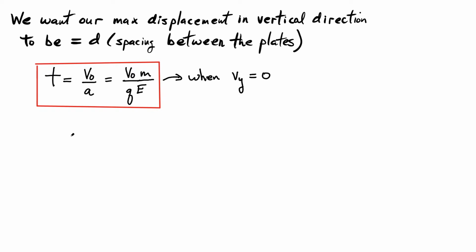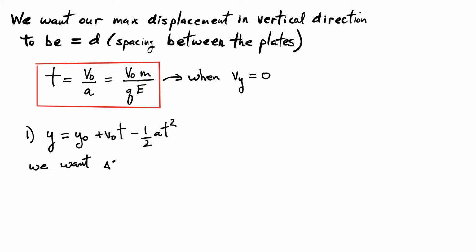All right, the next thing we wanted now is we wanted our vertical displacement. Let's rewrite equation 1 over here. This tells me my y position equals the initial position plus initial velocity times time, and again, minus 1/2 at squared. And really what we want in this case, we want our delta y to be equal to the spacing between the plates. So let's go ahead and do that.